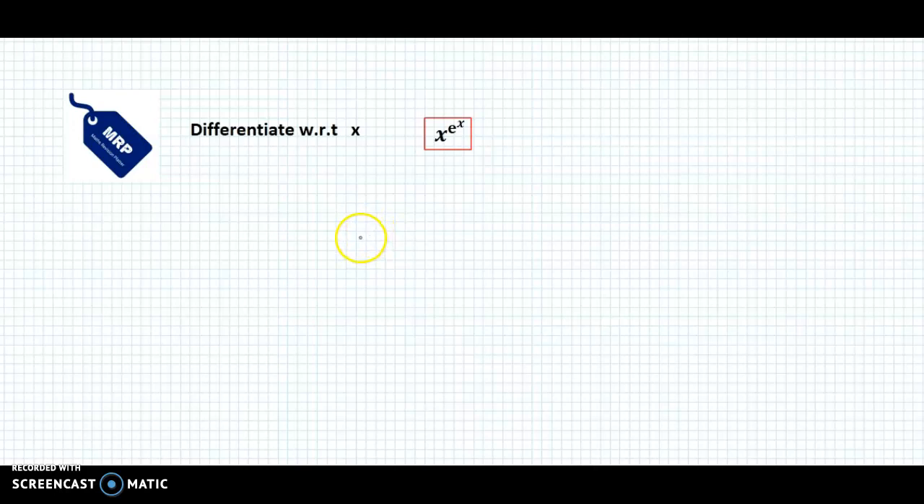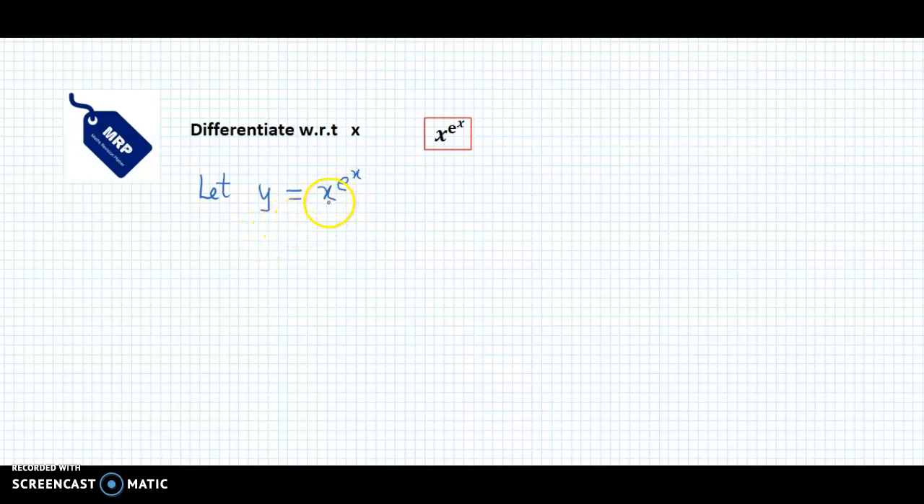Hello and welcome back. We now discuss an example from derivatives, and we have to differentiate with respect to x the following function. The function given here is x raised to e raised to x. First of all, we name this function as y. Let y be equal to x raised to e raised to x.